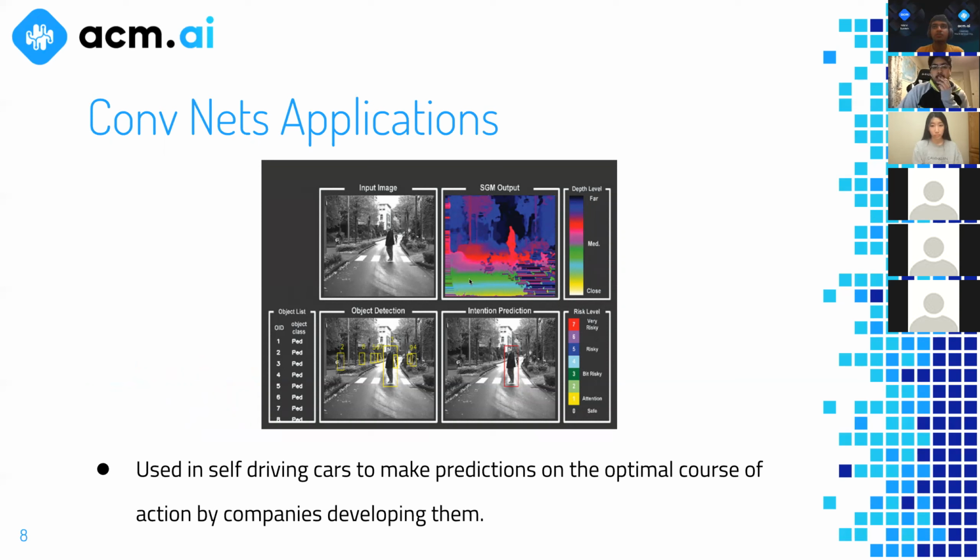You can see here that given some input images, as well as different versions of that input, we have different inputs, and then we will use convolutional neural networks to figure out where certain objects are in the image.